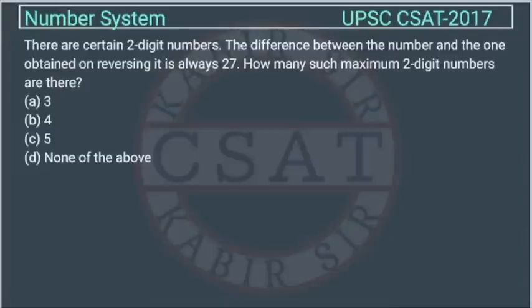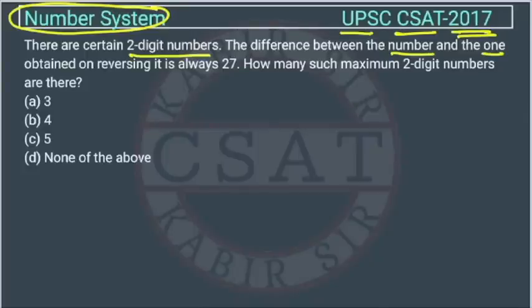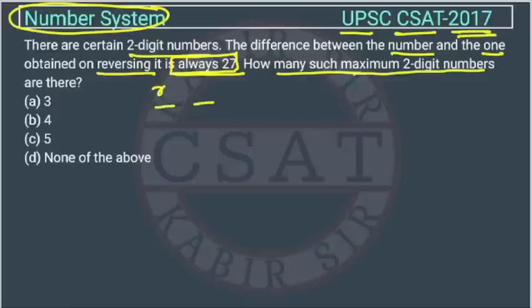So this is a question from number system asked by UPSC in CSAT exam of 2017. There are certain two-digit numbers. The difference between the number and the one obtained on reversing it is always 27. How many such maximum two-digit numbers are there? So there is a two-digit number, suppose x and y. We can write it as 10x plus y, right?